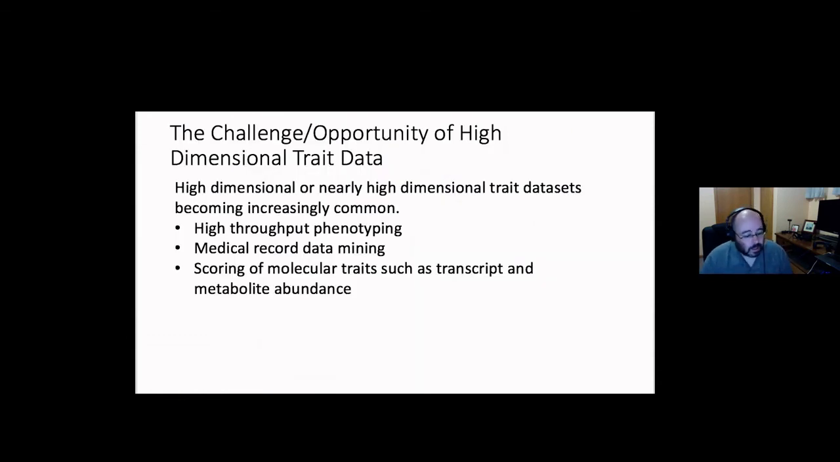So the second difference I brought up about high-throughput plant phenotyping is that it is inherently high-dimensional. And this is not something unique to high-throughput phenotyping of plants. People are seeing the same thing with, for example, mining medical records, where you can get many, many measurements of different properties of humans, or working with molecular traits. So if you conduct RNA sequencing, you'll measure the expression of tens of thousands of genes, and you can measure that across all populations, or scoring different types of metabolite abundance.